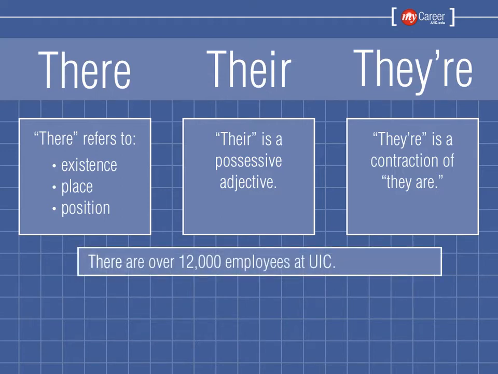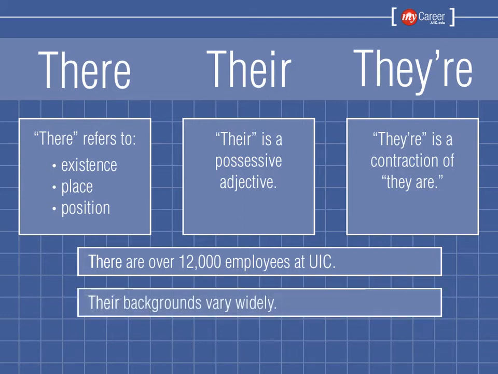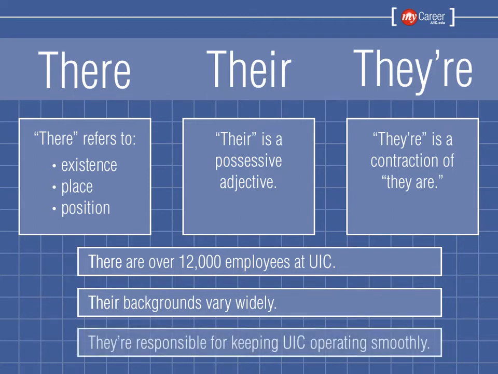In the first sentence, there is referring to the existence of employees at UIC. In the second sentence, there is a possessive adjective modifying the word backgrounds. In the third sentence, there could also be written out as they are.